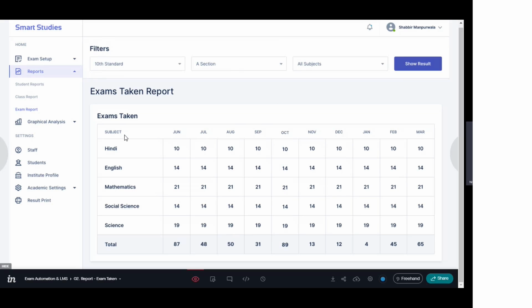Here you can see the first column is the subject, with Hindi, English, Math, Social Science and Science. Then you can see the respective months from June till March, and the number of exams conducted for these subjects. This gives a very good idea of the past months and the whole academic year, of how many exams were conducted per month in the institute.